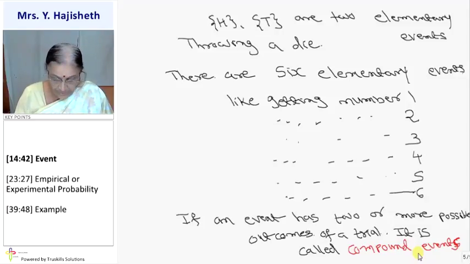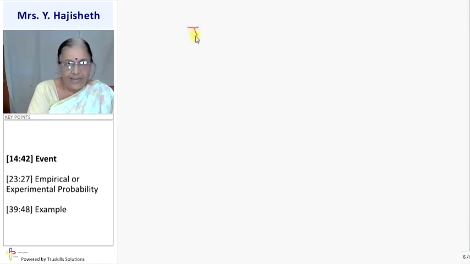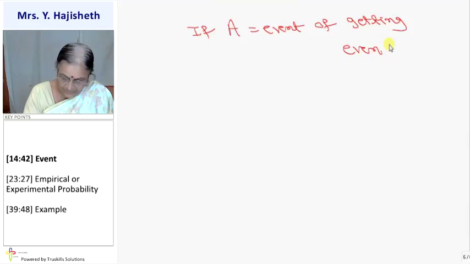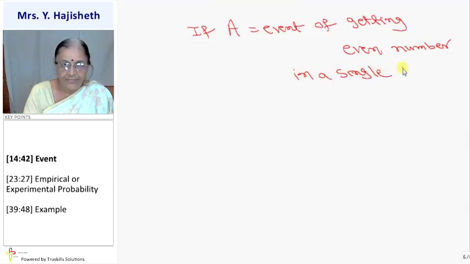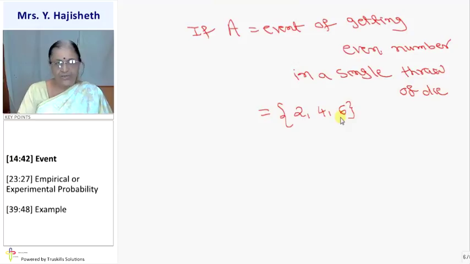For example, in case of dice, suppose A is an event of getting an even number in a single throw of die. So what will come in this? The set containing the collection 2, 4 and 6. A collection containing 3 outcomes. So it is called a compound event.